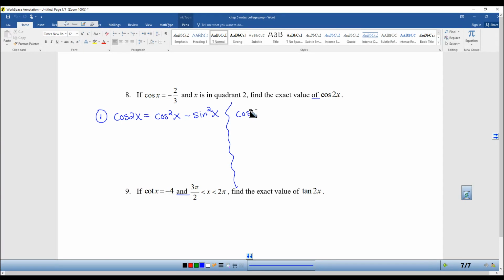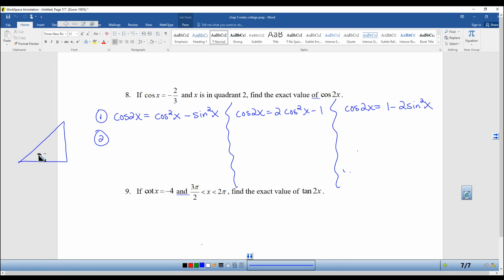Or you might choose cosine of 2x is equal to 2 cosine squared x minus 1. Or somebody else might choose cosine of 2x is equal to 1 minus 2 sine squared x. All 3 will give you the same answer. Step 2 was to draw your triangle.